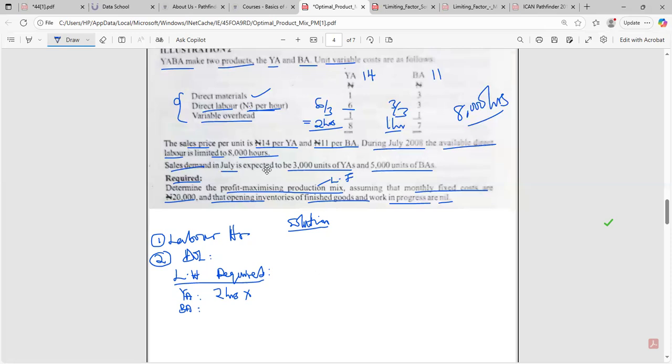Sales demand in July is expected to be 3,000 units. So here is 1 hour, Abi. Plus, what's the quantity we are making in total? 5,000 units of Bar. Now help me multiply. This is 6,000, Abi, and this is 5,000. So the total is how many hours? 11,000.